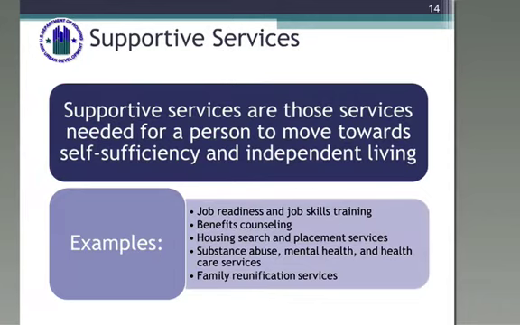The next component on our list is supportive services. Many CoCs use mainstream supportive services, those not just for homeless people, but available to the entire community. Examples include job readiness, benefits counseling, landlord mediation, housing search and placement, as well as several mental health services.